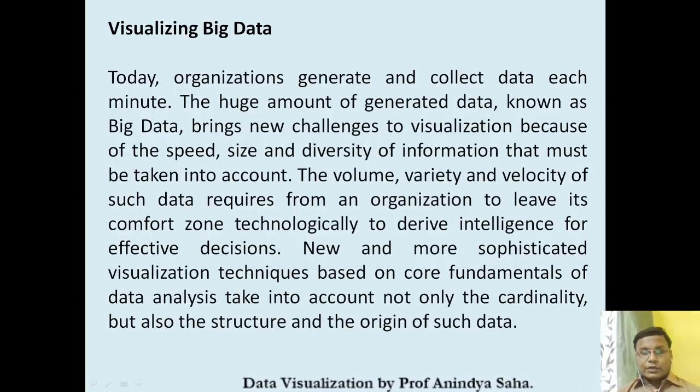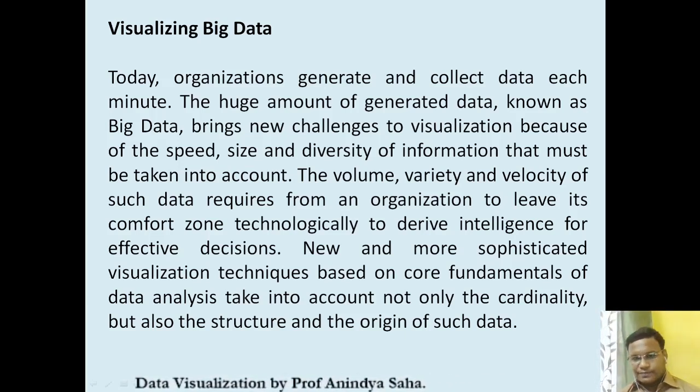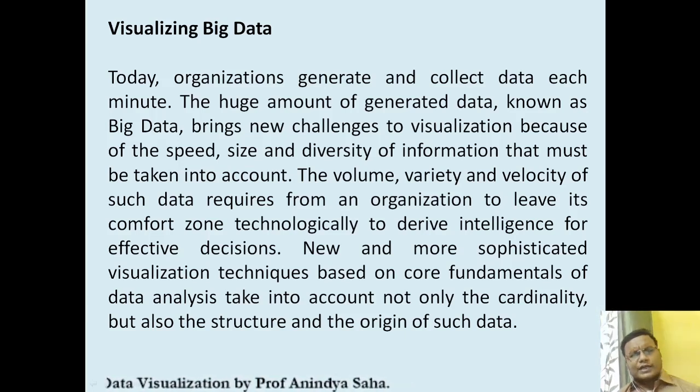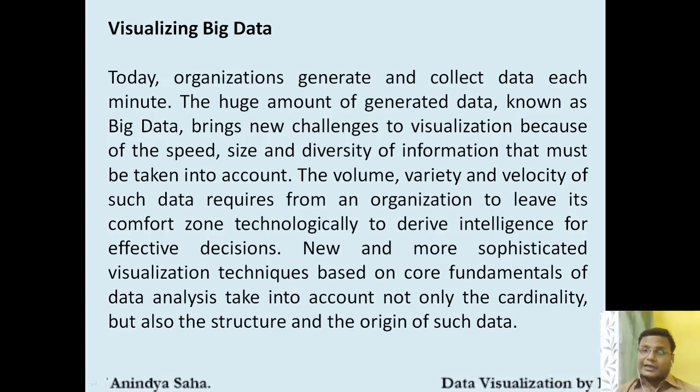Now, visualizing big data. Today organizations generate and collect data each minute. The huge amount of generated data, like we are talking about big data, brings new challenges for visualization. With such a huge amount of data, the usual techniques will not solve the problem.